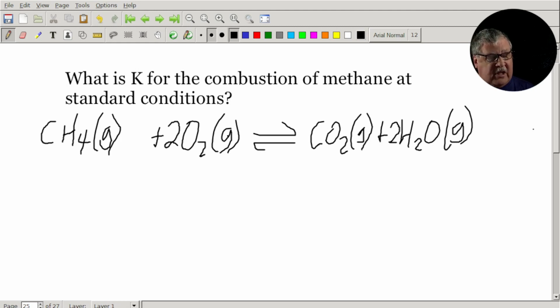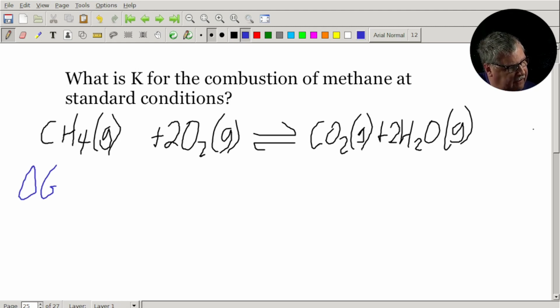Okay, because if delta G is half of what it would be if we have these coefficients, then the K that we calculate would be the square root of what we would get if we left the coefficients as they are here. Okay, that's something to keep in mind. It's kind of hard to track. So really what you could say here is we're calculating the Gibbs free energy for the combustion of 1 mole of methane. Okay, so let's go ahead and do that.